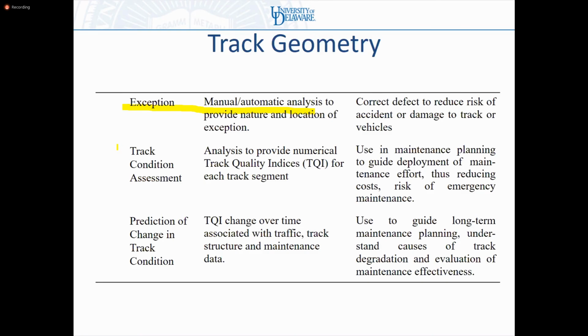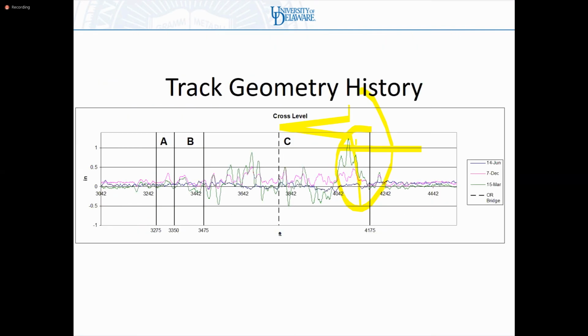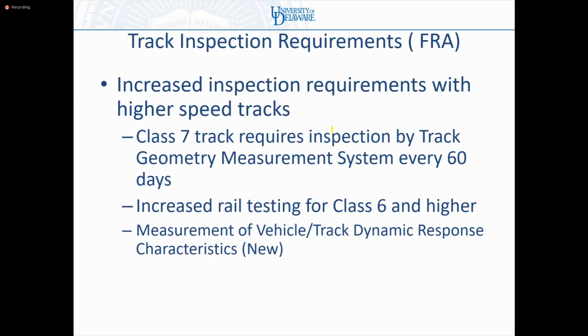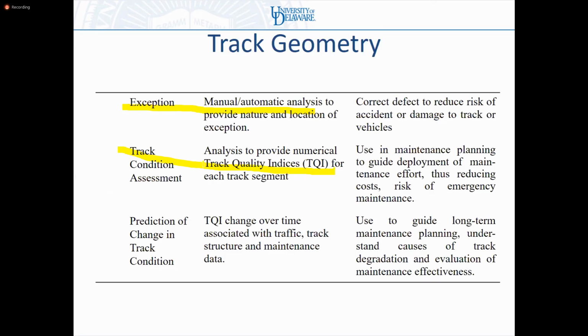The second thing I can do is develop what's called a track quality index. A track quality index is a way of measuring the condition of a longer length of track, let's say 100 meters or 200 meters or 500 meters. So I calculate my standard deviation over 200 meters, and that gives me a track quality index. Then I can predict the rate of change of my TQI over time and project forward.